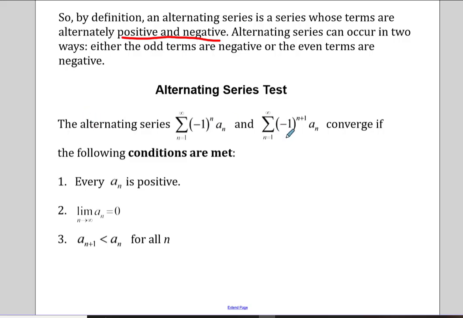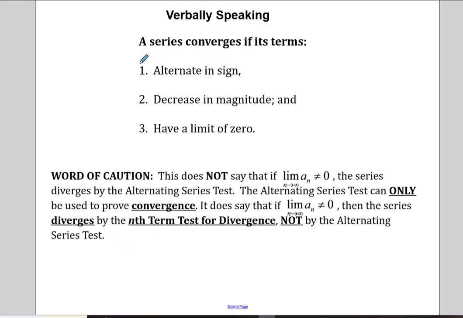So we would say that these series converge if the following conditions are met. And those conditions are that your series is positive, that your limit at infinity for your a sub n term is 0, and that your terms are decreasing. This is simply saying the second term is less than the first term, or the fourth term is less than the third term for any n. So I said it again here verbally. A series converges if its terms alternate in sign, decrease in magnitude, and have a limit of 0.